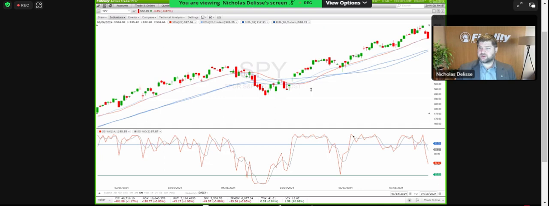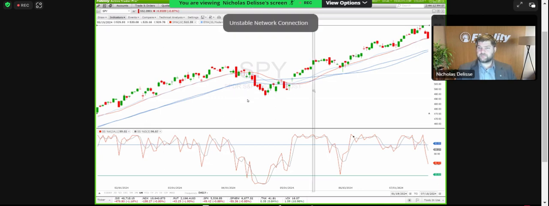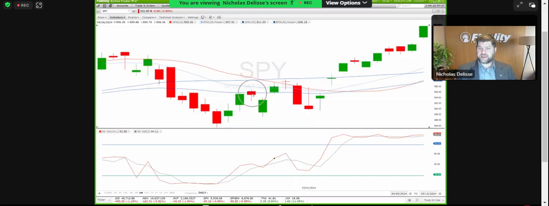Let me zoom in with this real quick. And we got that buy signal right here a little bit sooner, but what happened? Well, it broke back down. So you might get signals quicker, but you'll also get more false signals with that. That's kind of that trade-off with this.